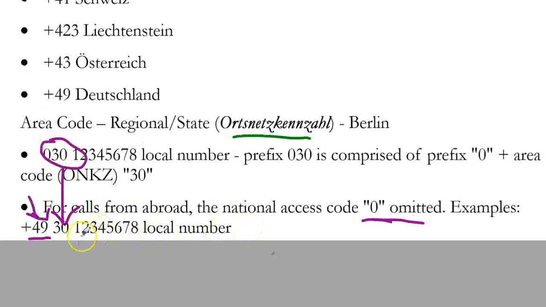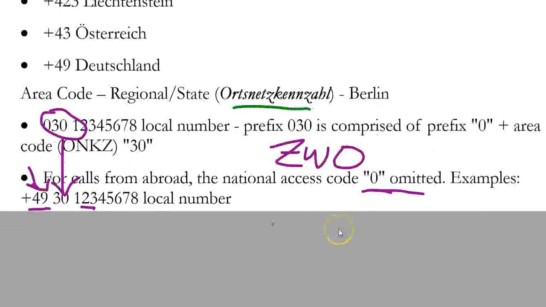Oftentimes you'll hear zwo instead of zwei, because zwei und drei sound similar. And so you would hear zwo. That's pretty important to note.